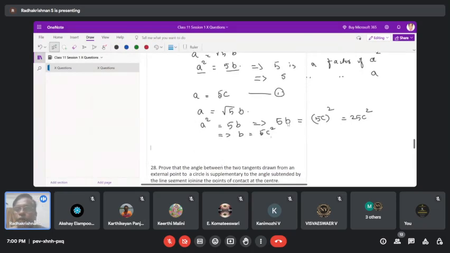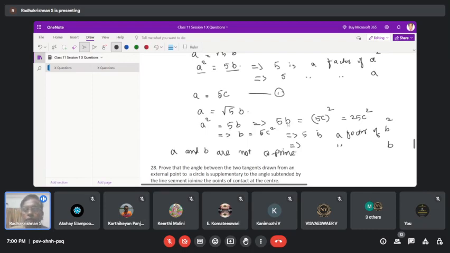So b square equal to 5 c square means 5 is a factor of b square, and if 5 is a factor of b square, it cannot be a factor of b square unless it is a factor of b itself. So now we've got 5 as a factor of b and 5 is a factor of a also. So that means a and b are not co-prime, because a and b both have a factor 5.